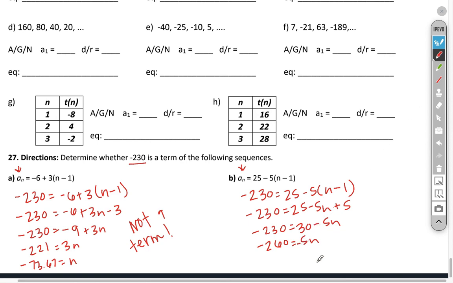So we have negative 5n. We're going to divide by negative 5. So n equals negative 260 divided by negative 5 gives us positive 52. This is a natural number, so this is a term.